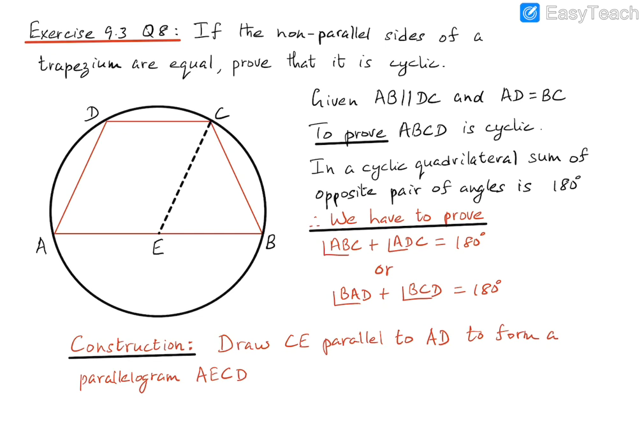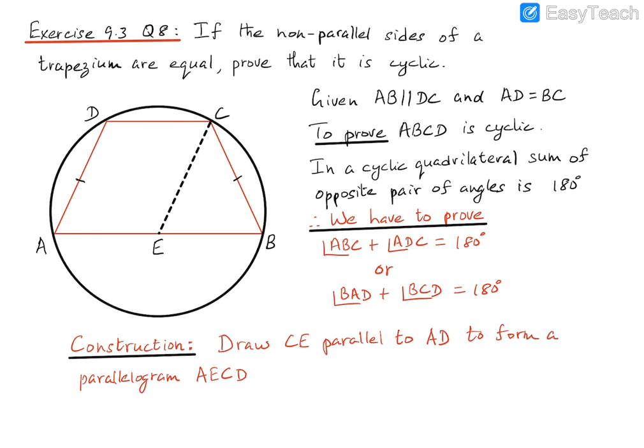So let's try to represent this using our diagram. A trapezium is a quadrilateral in which two of the sides are parallel. So we have AB and DC as parallel sides, and then we have the non-parallel sides, which are AD and BC. It is given that the non-parallel sides of the trapezium are equal. So that means the side AD is equal to the side BC.